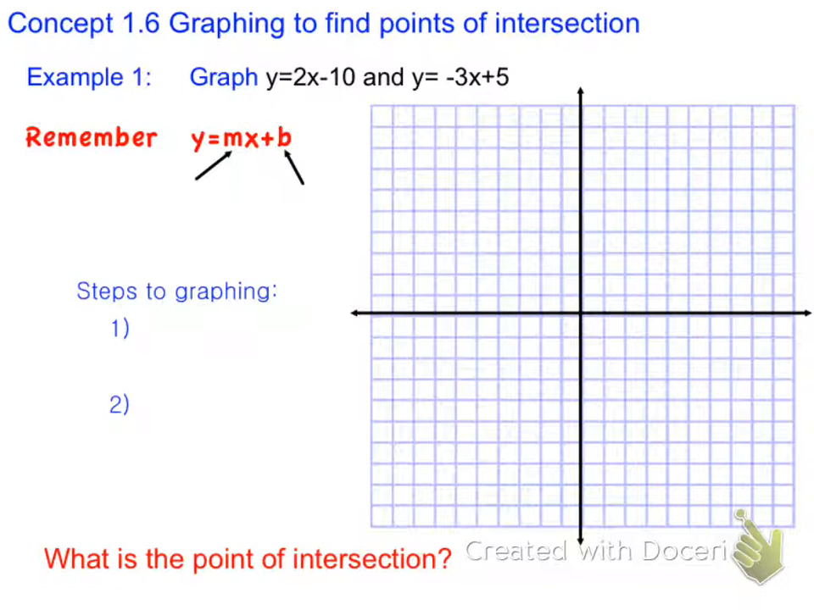This is video 1.6 to review the concept 1.6, which is graphing to find the points of intersection. So here's example 1. The goal is to graph the rules y equals 2x minus 10 and y equals negative 3x plus 5. In order to graph these two functions, we need to remember what the numbers stand for.